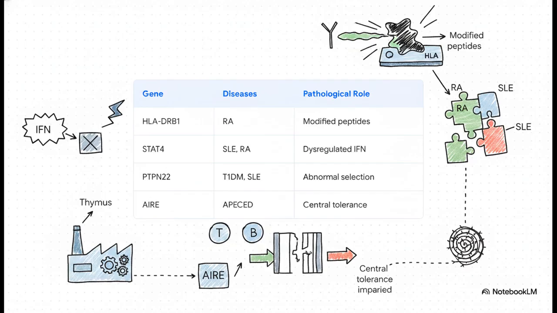The HLA-DRB1 gene, specifically the shared epitope, is heavily linked to rheumatoid arthritis because it aberrantly presents modified peptides. But then look at non-HLA alleles like STAT4 and PTPN22. These disrupt interferon production and the selection of T and B cells. This brilliantly illustrates how single genetic flaws can overlap across multiple diseases like RA, SLE, and type 1 diabetes. We even see rare monogenetic mutations like AIRE, which single-handedly impairs central tolerance. The takeaway here is that a variety of overlapping genetic flaws set the stage for these diseases.